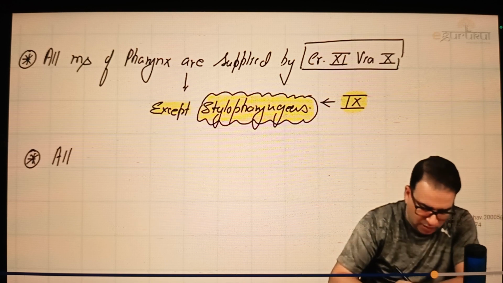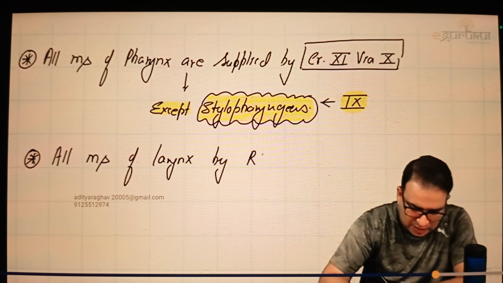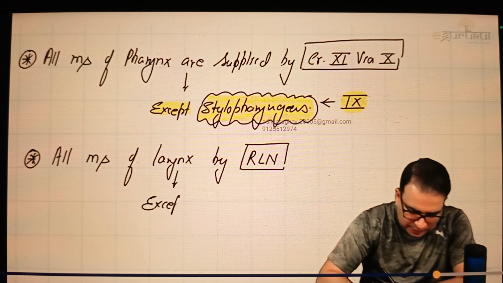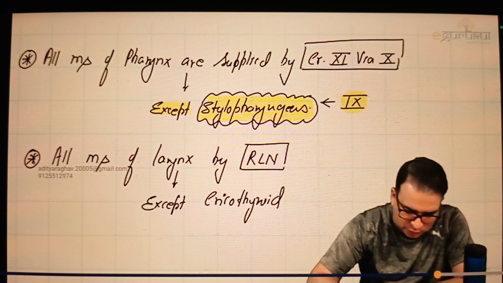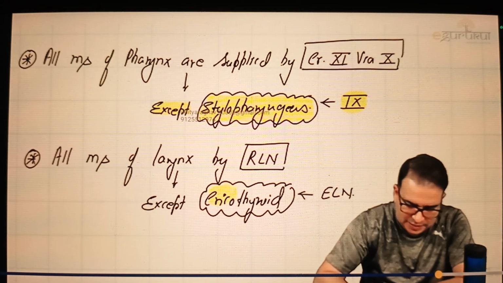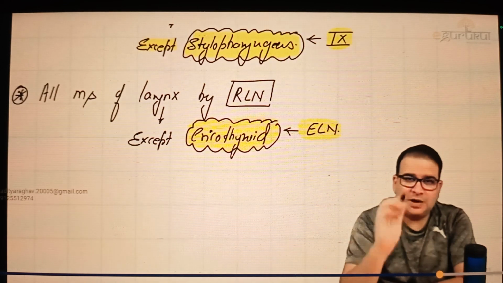Then we said all muscles of the larynx are supplied by the recurrent laryngeal nerve. Right? The recurrent laryngeal nerve was coming back and supplying all the muscles of the larynx, except one muscle of the larynx which was present outside, and that was cricothyroid. Cricothyroid was supplied by the external laryngeal nerve. So all muscles of the larynx except cricothyroid are supplied by the recurrent laryngeal nerve.